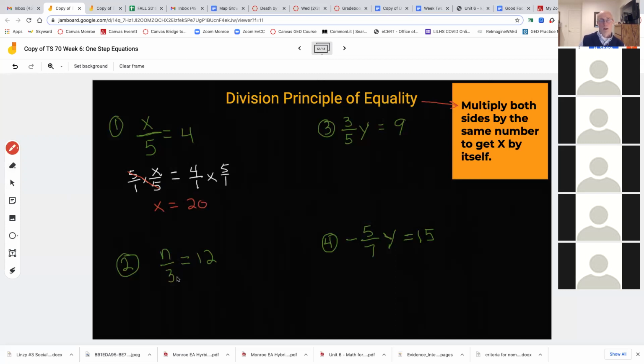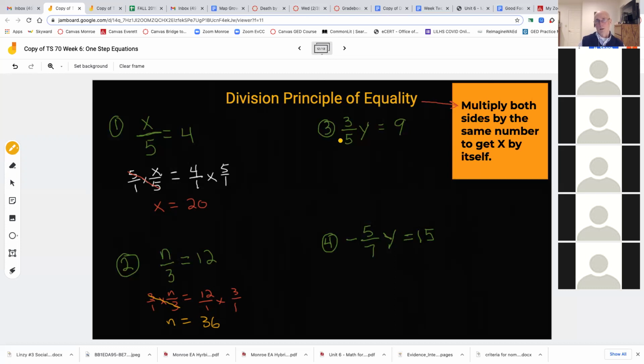Number 2 here, I got a 3 down here in the bottom. So what I would do, if I just wrote it again real fast, is n over 3 times 3 over 1 equals 12 over 1 times 3 over 1 equals, those cancel out. So I get n equals 36. All right, we're having fun. I hope you're having fun. I hope you're going, hey, this is kind of making sense.